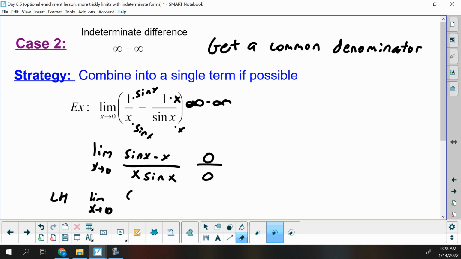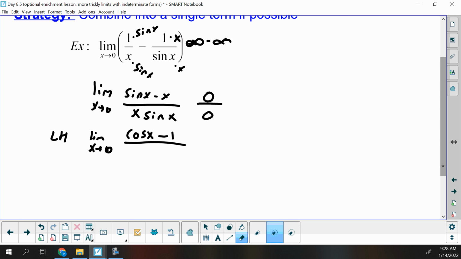Derivative of sine is just cos. Negative x will be negative 1. In the denominator, we have to do a product rule. So derivative of x is 1 times regular sine x plus regular x times derivative of sine, which is cos x. If we sub in 0 into the x in cos, that's 1. 1 minus 1 is 0. Subbing in 0 for x in the sine is 0.